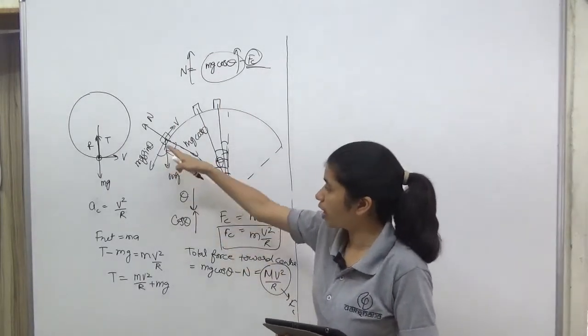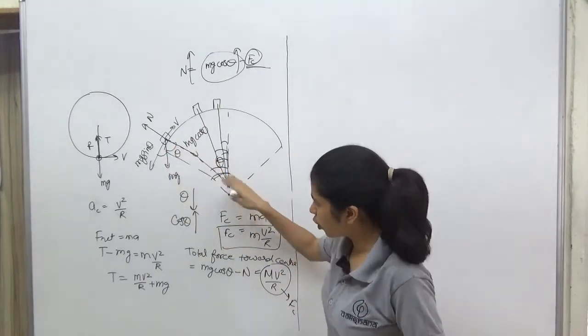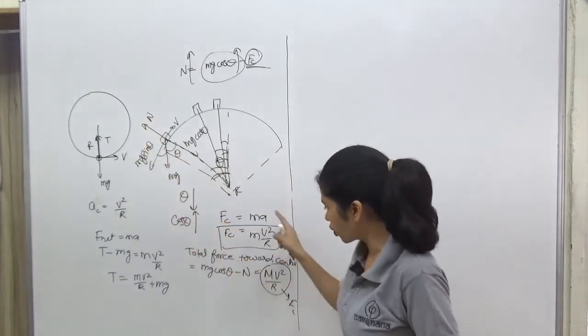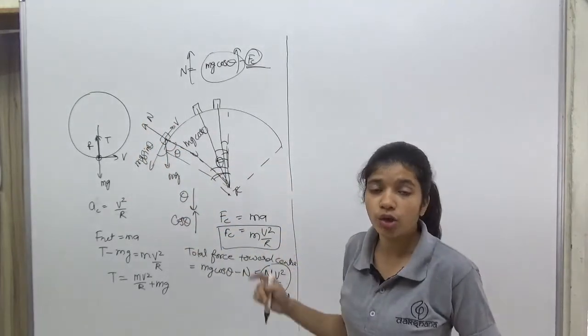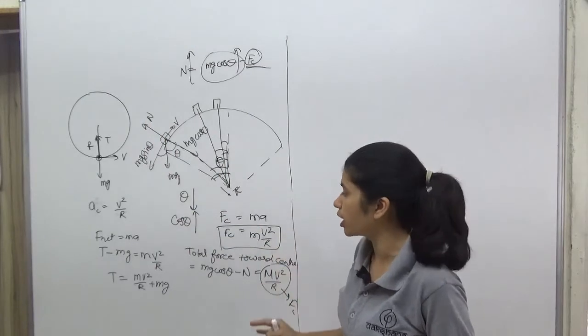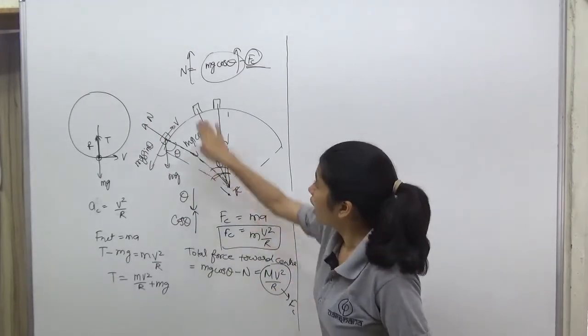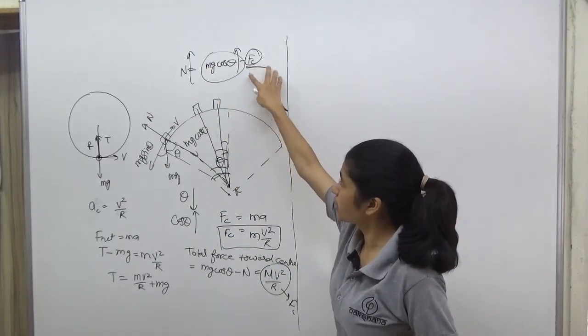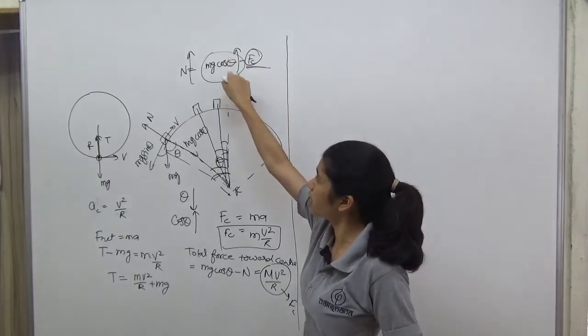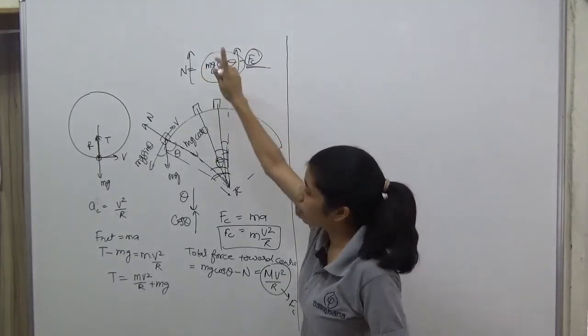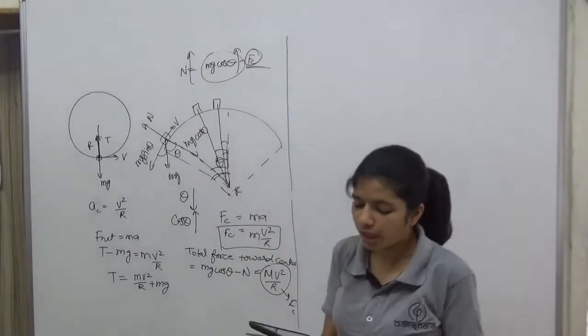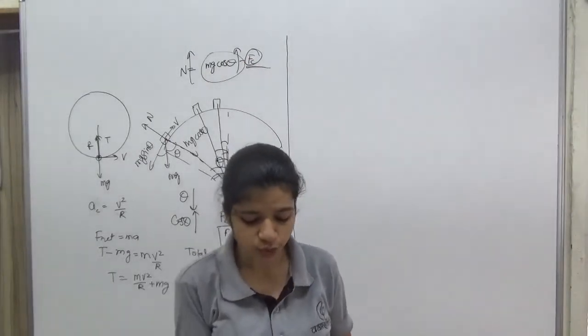Because what is happening? Here we have calculated force towards center. It is mg cos theta minus n, which is equal to mv square by r. Mv square by r is constant because v is constant, r is constant. Now we can relate n is equal to mg cos theta minus this constant. Theta is decreasing, cos theta is increasing. So this whole quantity is increasing. So normal will be increasing. First option is the correct.